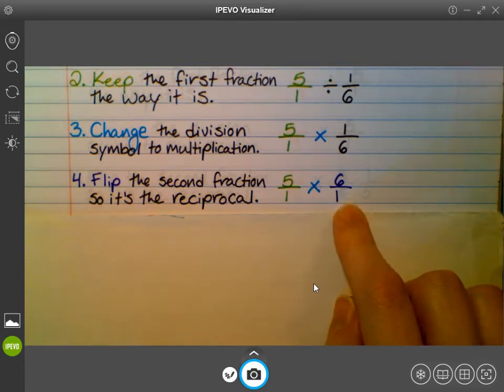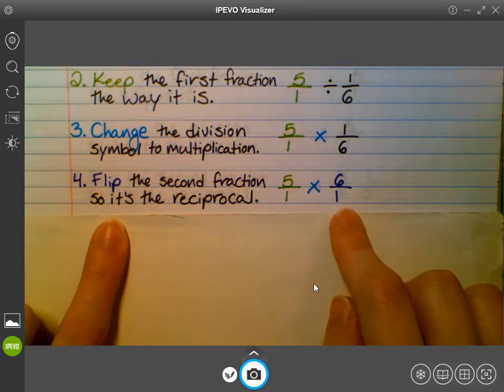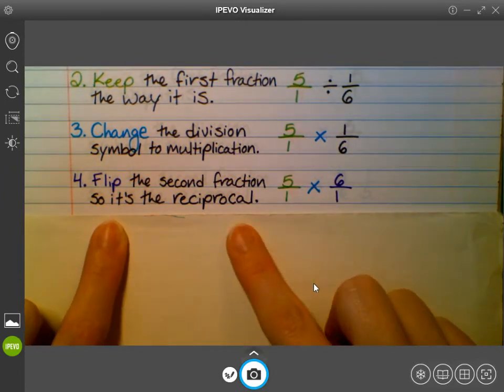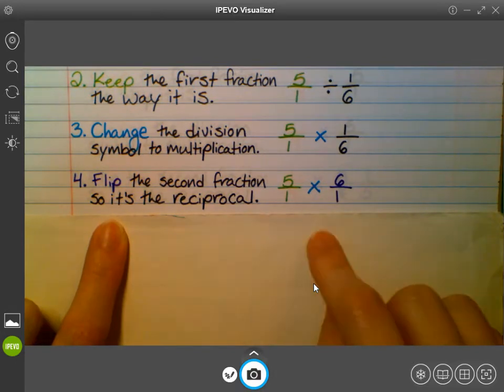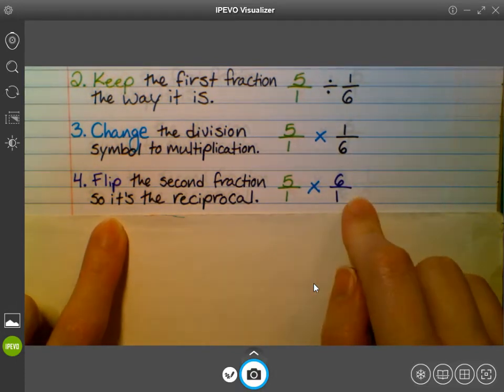Yeah. So you can't see it, but the flip and the 6/1, they're purple. Thank you for letting me know that you are ready. So we flip the second fraction so it's the reciprocal. So instead of 1/6, we flip it so it's 6/1.